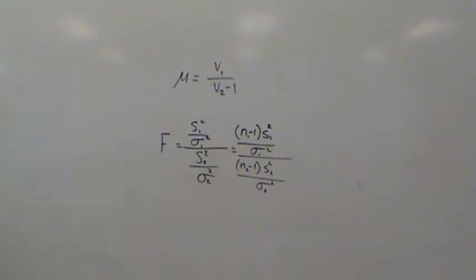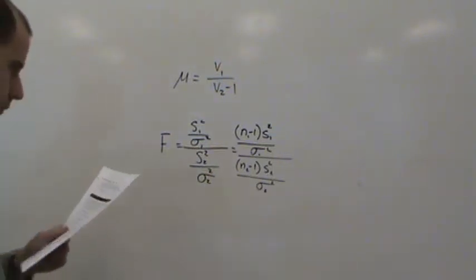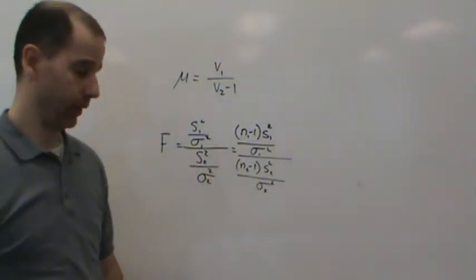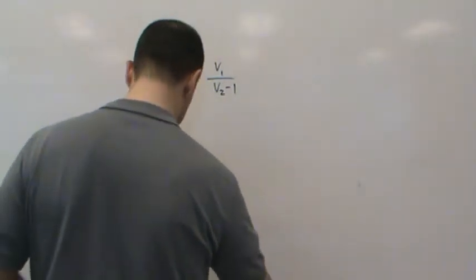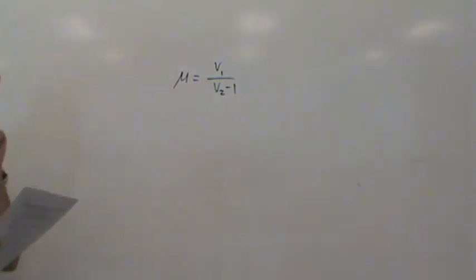Now, how do we find critical values? Well, to find the critical values, we're going to use an F chart.